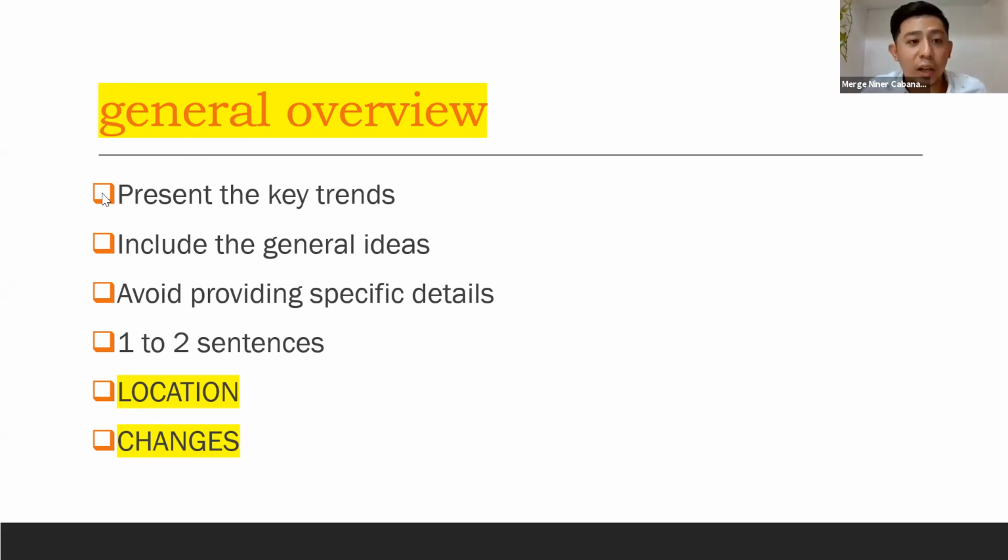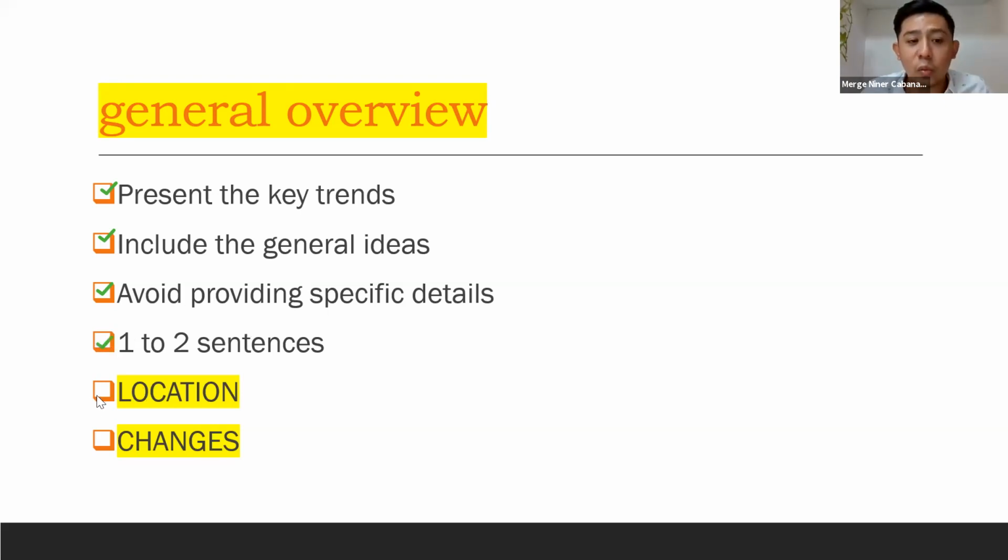Okay, let me put some check marks here. We have to avoid providing specific details, whether we're going to say that there is housing, or there is now a leisure park, there is now a sports complex. So we're not going to mention that. We can write 1 to 2 sentences here.